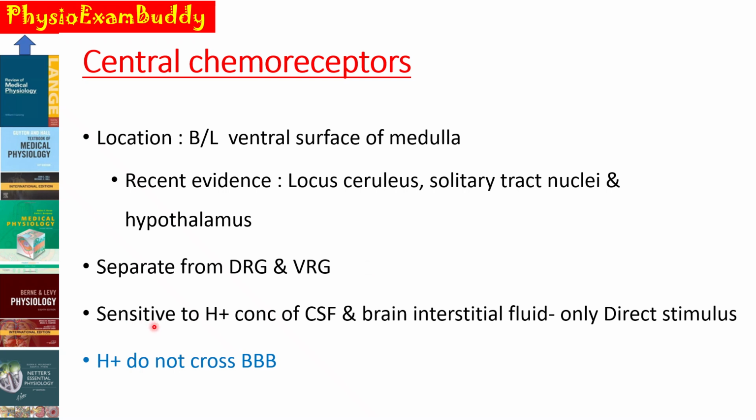The central chemoreceptors are actually sensitive to the H plus concentration of the CSF as well as the brain interstitial fluid. So this is the only direct stimulus inside the brain which stimulates the central chemoreceptors. But the problem is that H plus cannot easily cross the blood-brain barrier. Then how will it detect the PCO2 changes, and how are the central chemoreceptors stimulated?